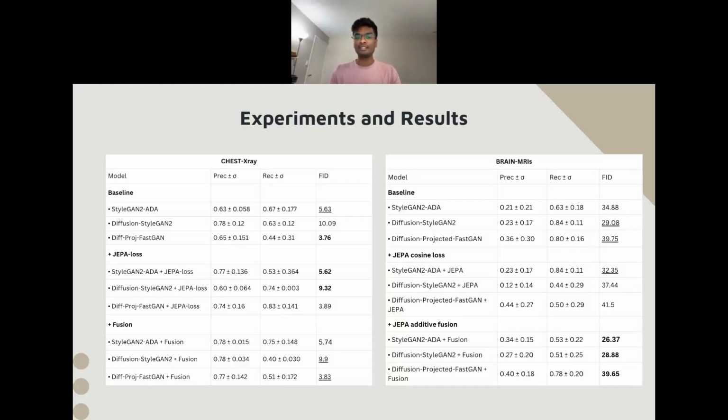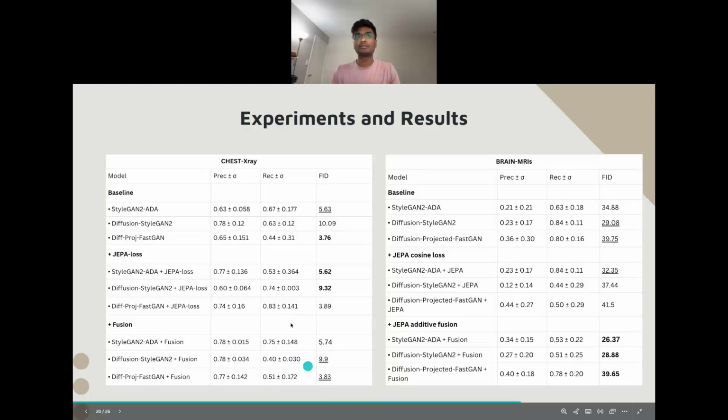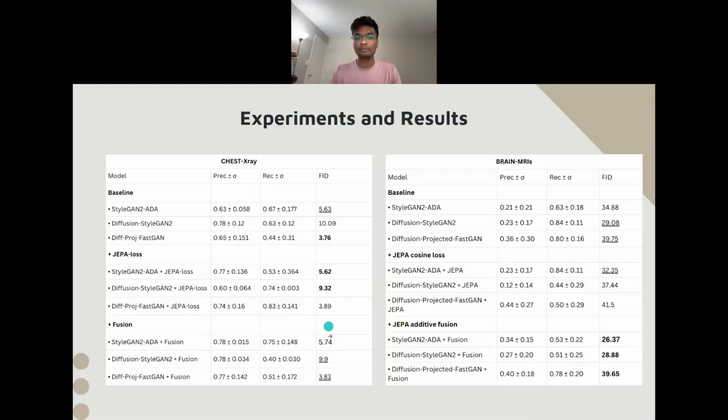For the chest X-ray, which has two classes, normal and pneumonia, the baseline already performs quite well, at about 5.6 FID. Even with the JEPA loss and fusion, the numbers almost remain the same, showing that the model already captures the low-level variations between the two categories. In diffusion StyleGAN, we do see a little improvement, which reduced from 10.09 to 9.32. Which is good, because we want a lower score.